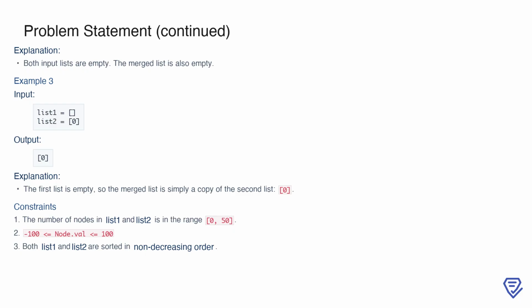Moving on, there are some constraints to consider. Both lists can contain up to 50 nodes, and the value of each node will fall within the range of -100 to 100. Lastly, it's important to note that both input lists are guaranteed to be sorted in non-decreasing order, which makes the merging process straightforward.